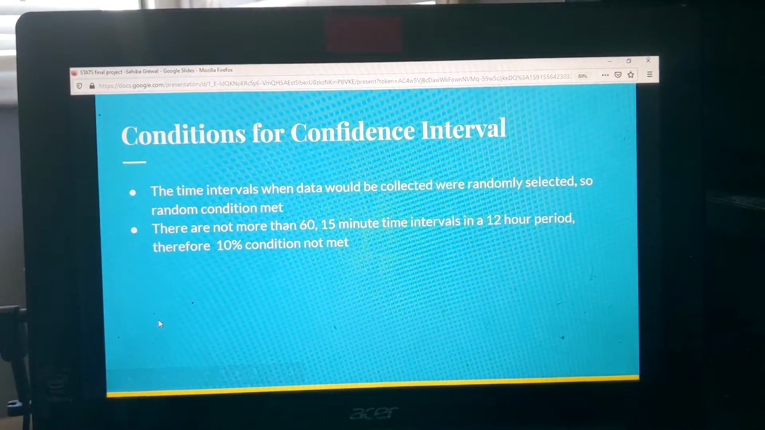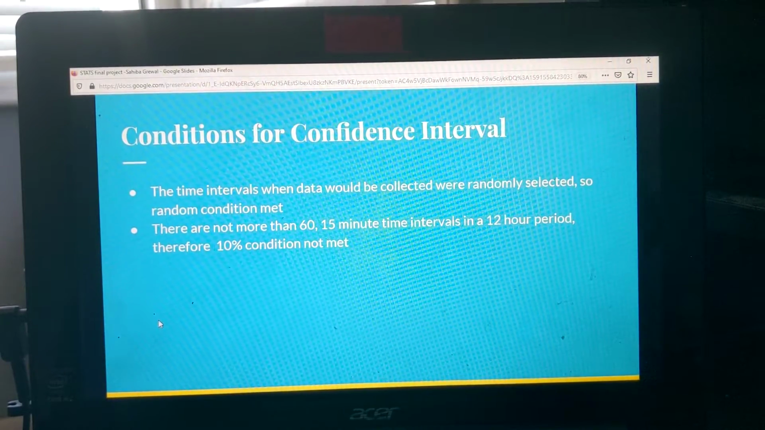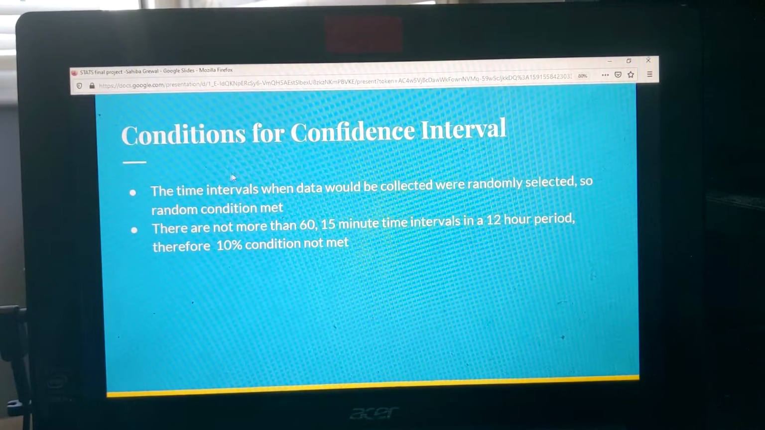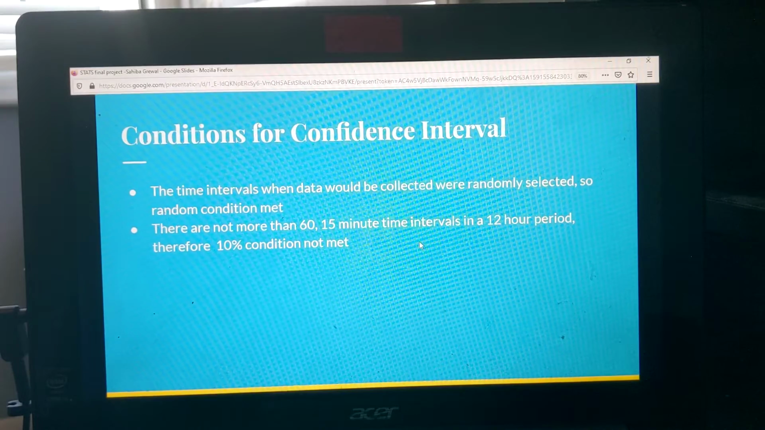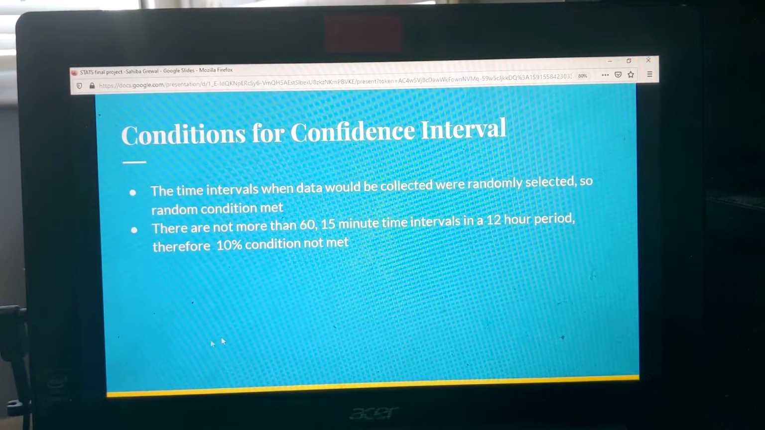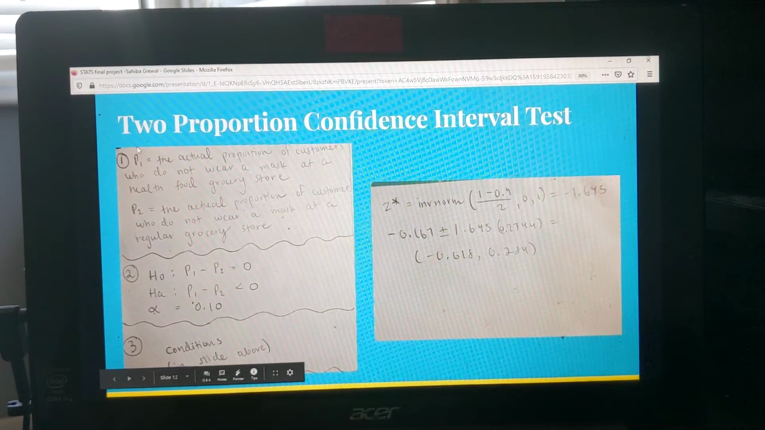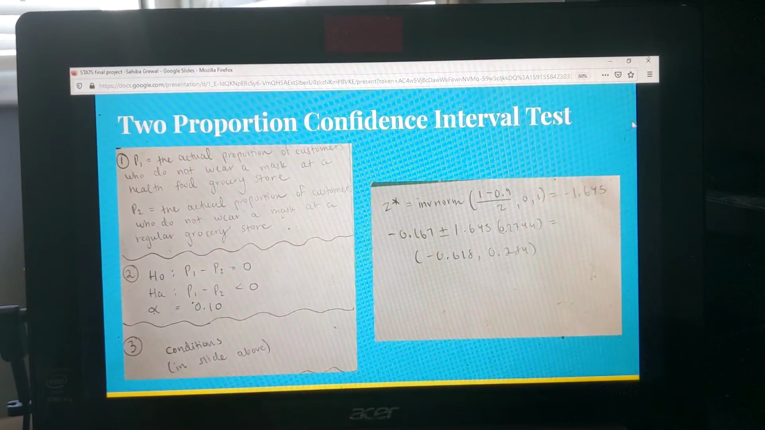And then I did do a confidence interval as the conditions were not met in the hypothesis test. So same thing, random condition met because of the time intervals being randomly selected, and then 10% not met because there are not more than 60 15-minute time intervals in a 12-hour period. So same thing, same parameter hypothesis and then conditions in the slide before.